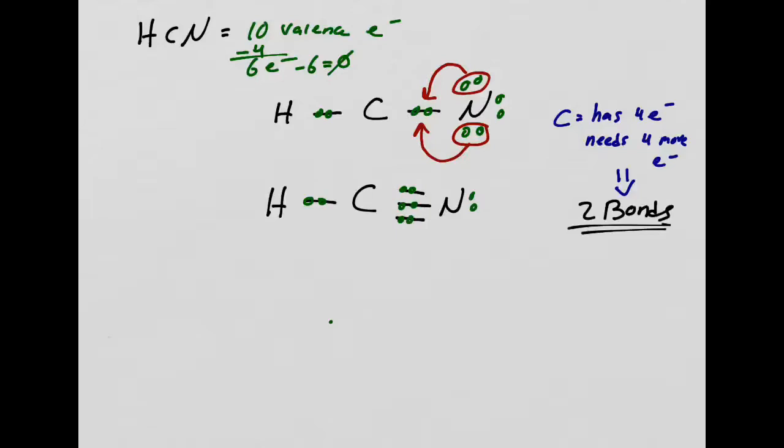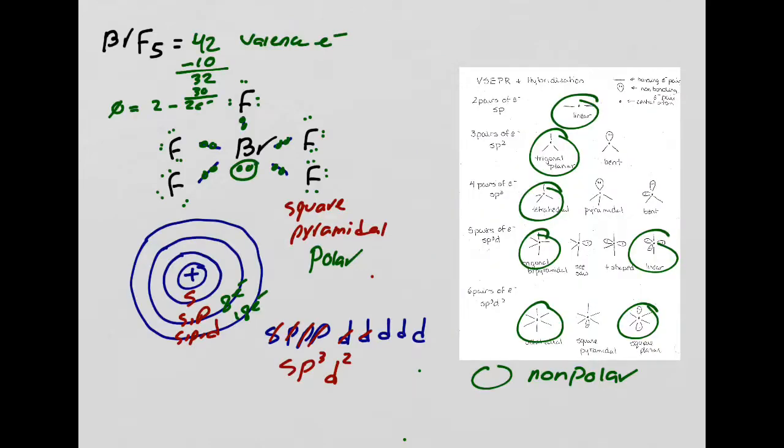Carbon has 1, 2, 3, 4, 5, 6, 7, 8. Carbon happy. Hydrogen happy. 1, 2, 3, 4, 5, 6, 7, 8. Nitrogen happy. What is my geometry? My geometry is linear. So when you have a double bond and triple bond, that's not going to affect the geometry over here. It does affect the bond length, but it's not going to affect these geometries.